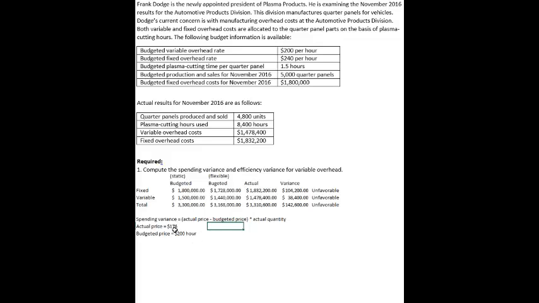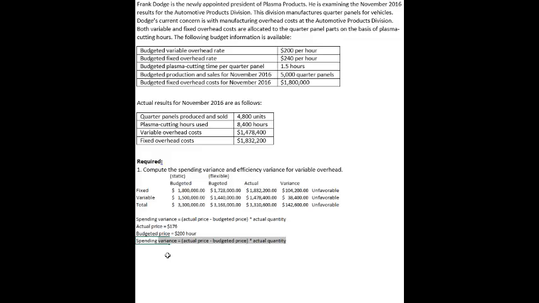And remember, that's the stuff that varies with production, the oils that it takes to run the machine, and the plasma gases to run the machine, and the saw blades and those sorts of things. And we multiply the difference between those two times the actual quantity. Now the quantity here is not the quantity of units produced. It is the quantity of hours actually consumed on that particular machining center.